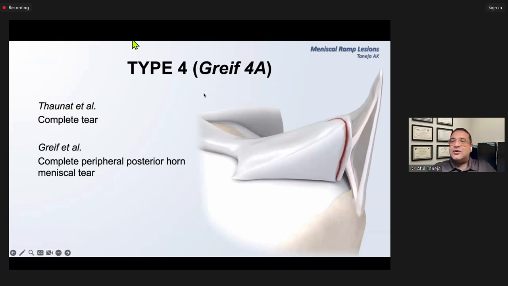All right, type 4, Griffith 4A, complete tear. This will be the prototype of the ramp lesion.